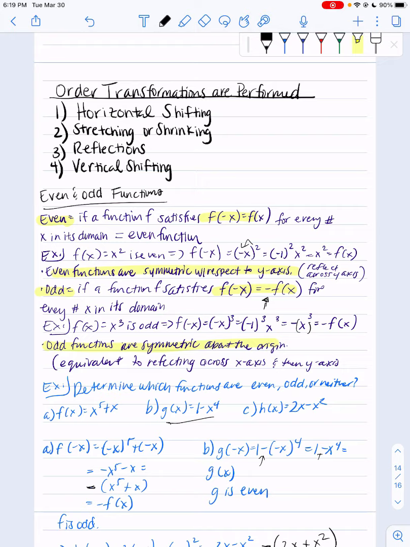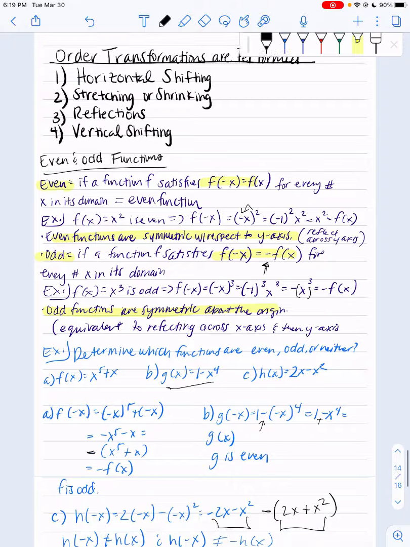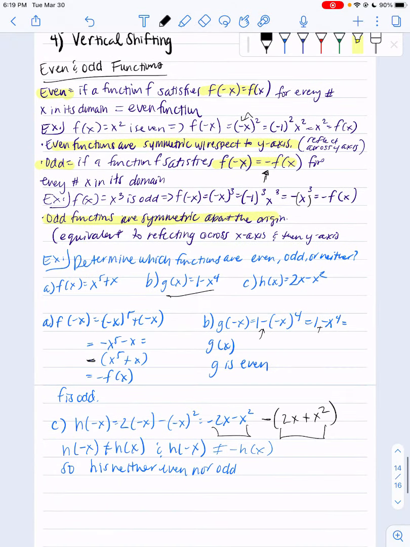So the order that transformations are performed, if you had a whole equation and say there was one of each transformation, you'd be performing the horizontal shifting first, then the stretching or shrinking, reflections, and then vertical shifting would be next. But I'm going to have a separate video for that just because it is hefty stuff. So I wanted to dedicate a single video to that, so I'll be doing that later.